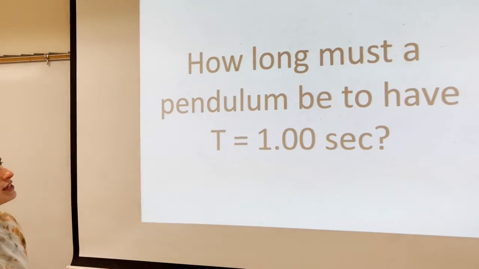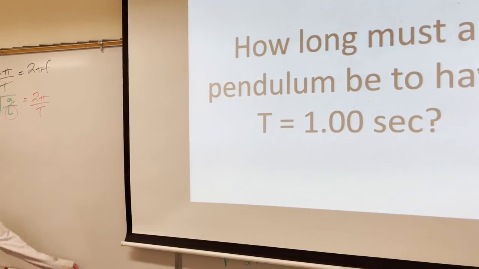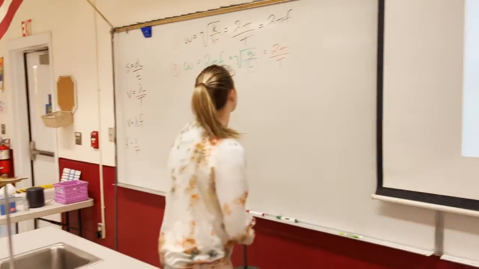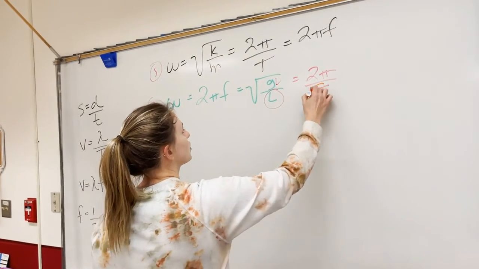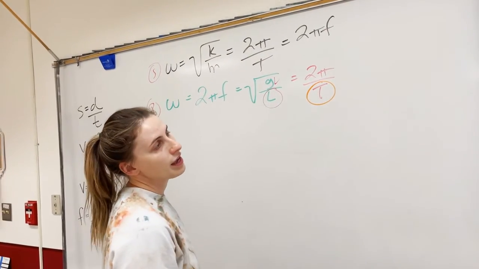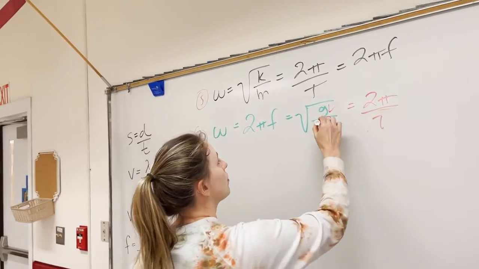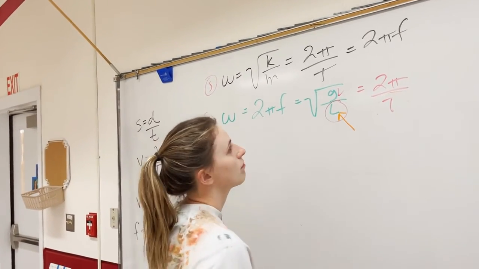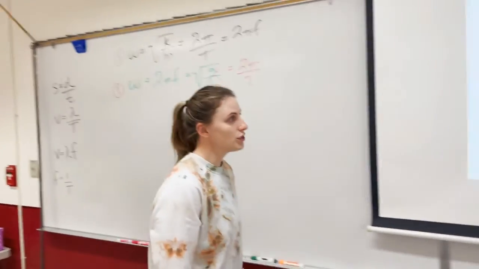How long must a pendulum be to have a period of 1 second? So what are we solving for this time? Sorry, not a time, a period. We're talking about a pendulum, and we're given the period, and we want the length. So just solve that equation for length. You can do it.